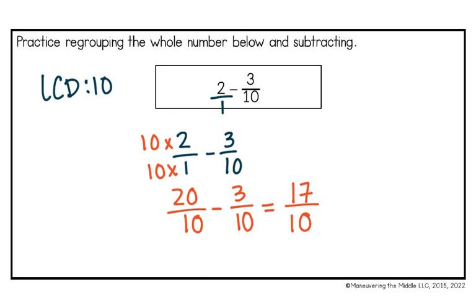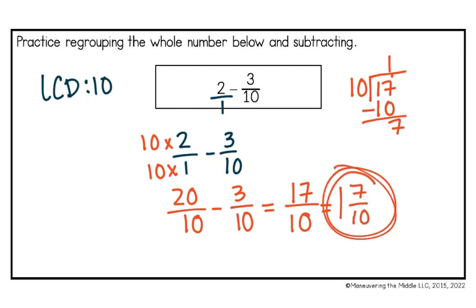And again, we have an improper fraction. And so I know that 10 can go into 17 once, and if you're never sure, you can just do the simple division. Set it up, right? 10 can go into 17 once. 1 times 10 is 10. Subtract. I have 7 left over. So I know that I have 1 whole and then 7 tenths, which is our answer.